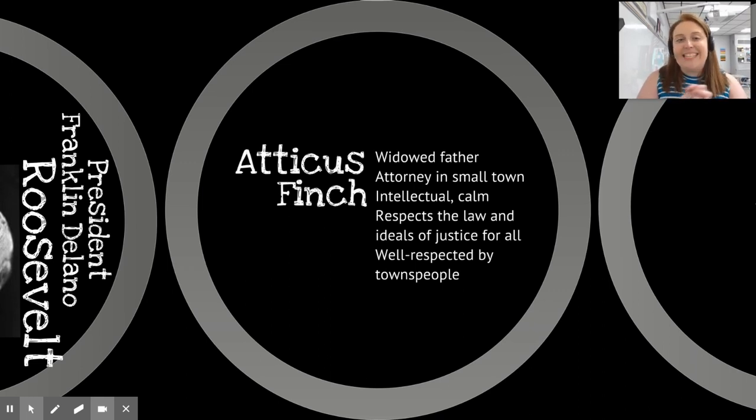And then you have my favorite character, Atticus Finch. Atticus Finch is phenomenal. He is the widowed father, the dad for Scout and Jim. He is the attorney in their small town of Maycomb, Alabama, and he's highly respected. Everyone in town loves Atticus when the book starts because he's very smart, very calm, very intellectual. He respects the law, and he thinks that everyone deserves justice. Because of that, he is well respected. He doesn't think that anyone should have favoritism. He is a very even-keeled, tempered man. But he gets into a little bit of trouble in the book because he is a white man who is defending a man named Tom Robinson, who we will talk about in a second.